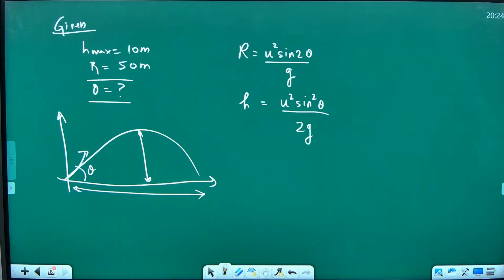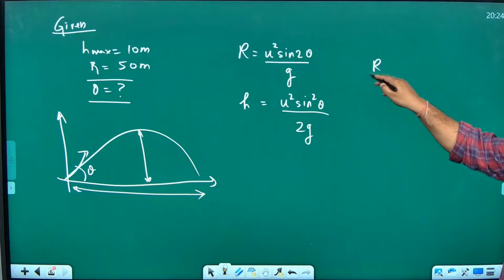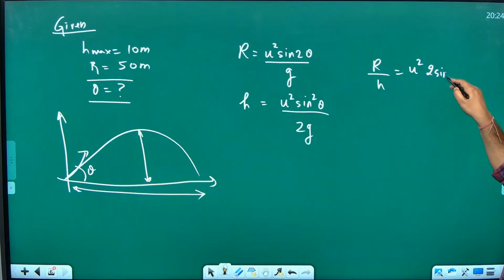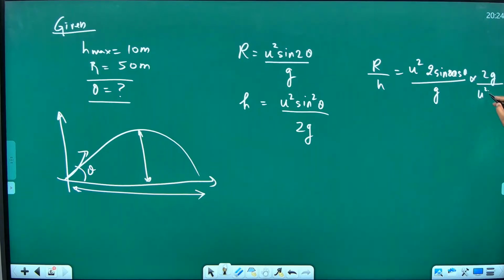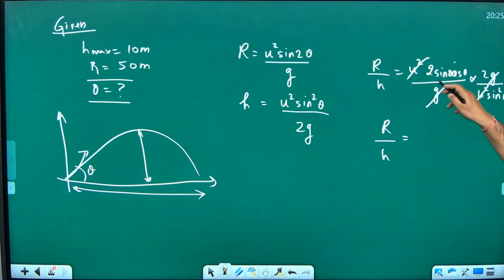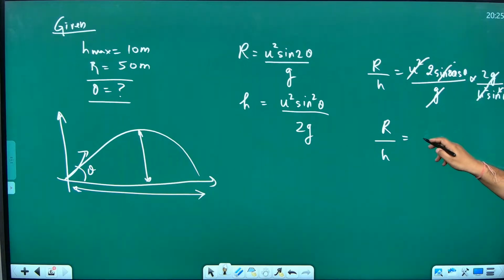Divide both, tension solved. If I do R by H, what will happen? u square sine 2 theta, which is 2 sine theta cos theta, divided by g, into 2g by u square sine square theta. g gets cancelled, u square gets cancelled. I am left with R by H equal to, one sine will also cancel, so 2 into 2 becomes 4, so 4 cos theta by sin theta.